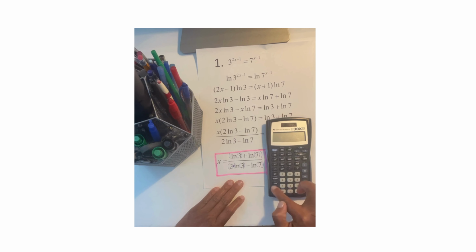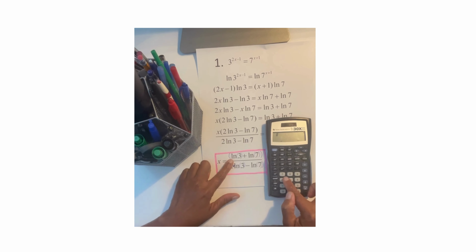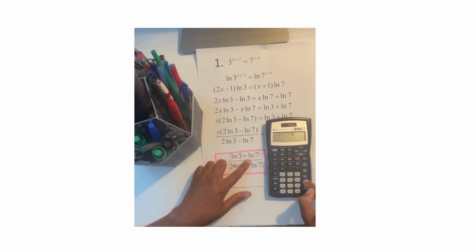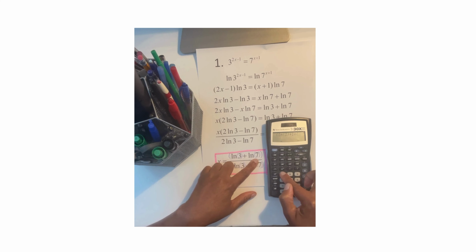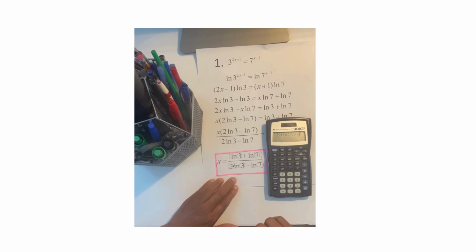30X2S. So I'm going to turn it on, clear the screen, and I'm going to start by doing parentheses, ln 3, close parentheses, plus ln 7, close parentheses, another close parentheses, and then you're going to do divided by, because you have a top and a bottom. So now let's get started with the bottom, the denominator part.